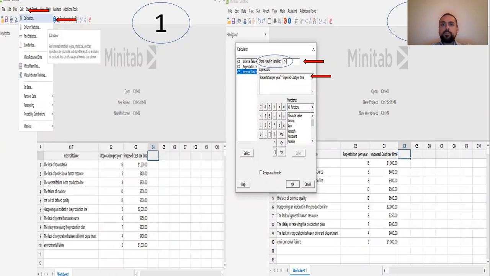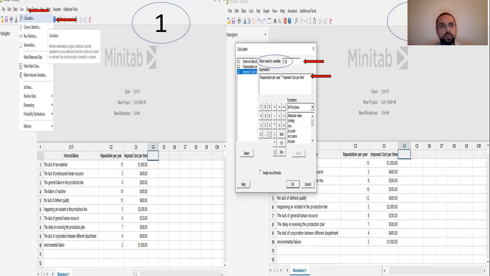In the second part, I want to draw the Pareto chart in two types. The first time is according to the repetition per year. It means that I don't want to involve the factor of the cost. But the second time, I want to draw this chart according to the weight of the cost. So in this way, I need to calculate the total cost. It means I need to multiply repeats per year by imposed cost per time.